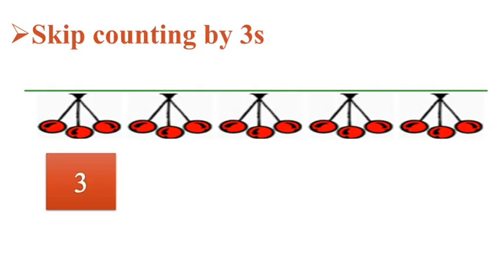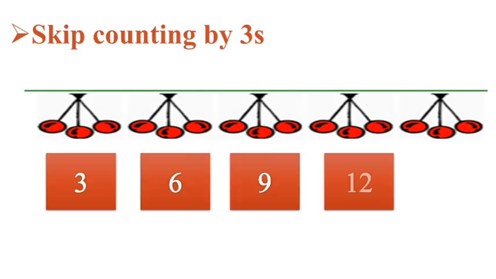And now let's see skip counting by 3s. Children, here are cherries grouped in 3s. So let's count the cherries in sets of 3. We'll start from 3, 6, 9, 12 and 15.